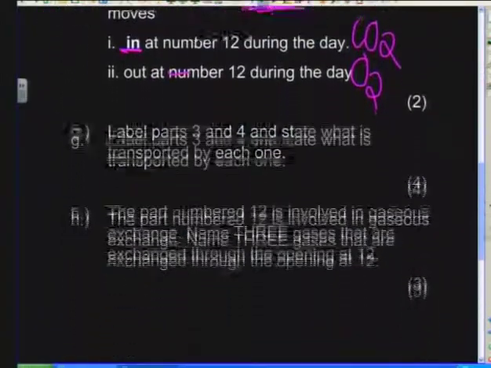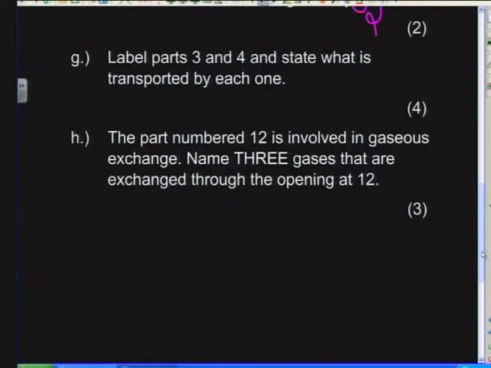Okay, let's go on to our last question. The part number 12 is involved in gaseous exchange. Did you notice that will actually help you with your questions above? Name 3 gases that are exchanged through the opening at night. So what 3 gases are going to be exchanged through the opening at night? What are they going to be?